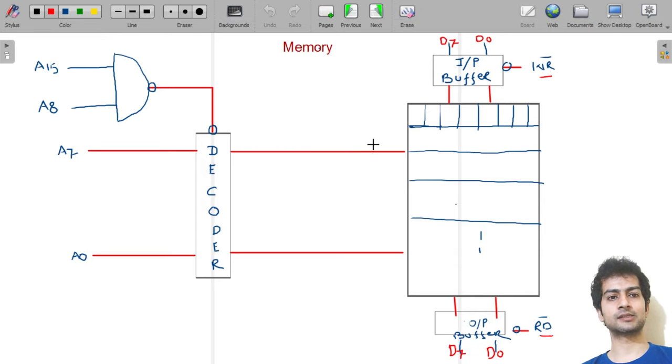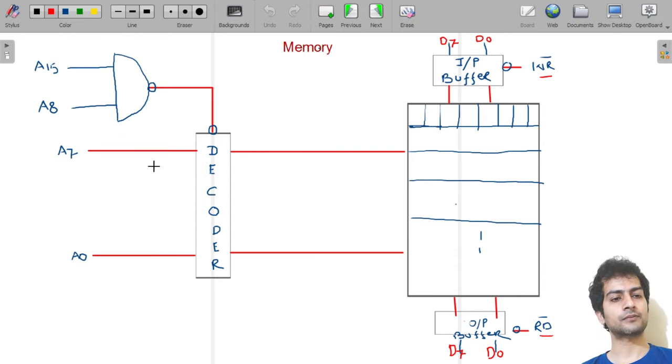I am saying this is not general. I am just taking an example. If I have taken A7 to A0 here, it doesn't mean that we always have A7 to A0. Sometimes we can get A6 to A0, and sometimes A9 to A0. Similarly, if we have A15 to A8 here, it doesn't mean that we will always get this. All these things will vary depending upon the capacity of the memory.